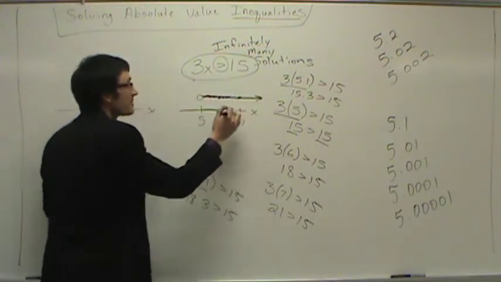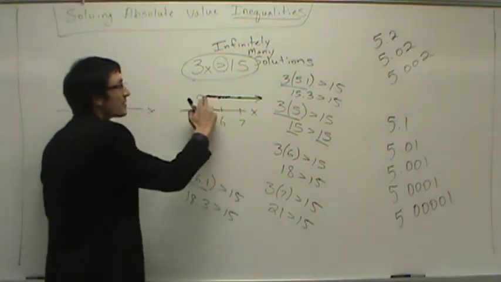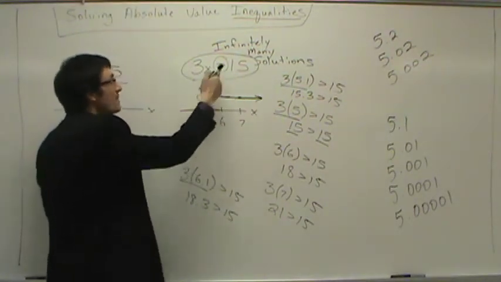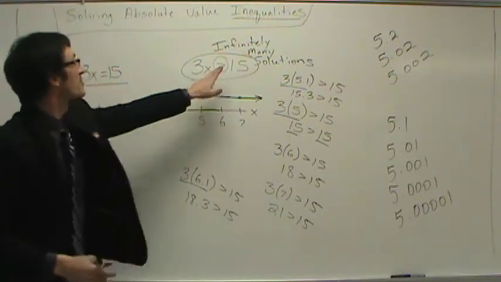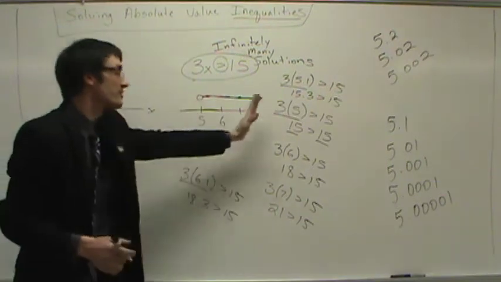A solid line. So we're going to put an array, meaning that this represents all numbers that are greater than 5. So what makes this true? Hopefully you say all numbers that are greater than 5. Not 5, but everything to the right of 5.